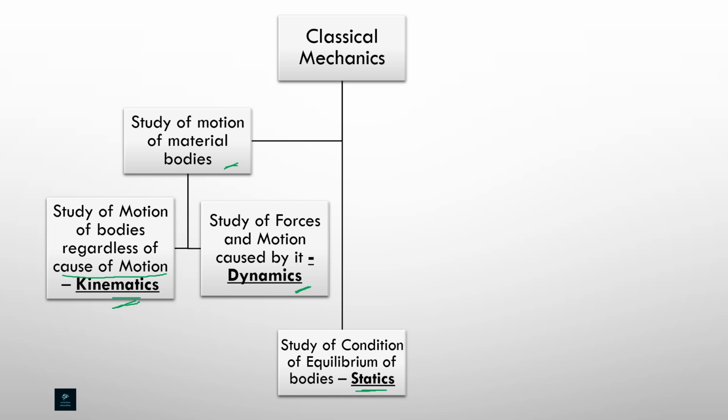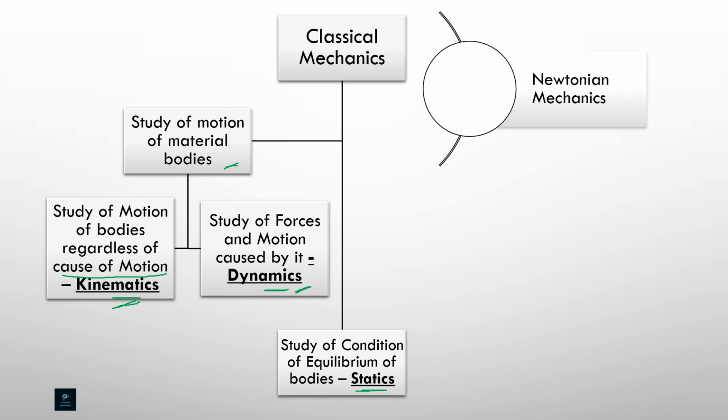Kinematics parts we have already seen in the chapters on motion in a line and motion in a plane. In this chapter, we will be dealing with dynamics. Procedure-wise, the problems in classical mechanics can be solved by Newtonian mechanics. There are other methods also to solve problems in classical mechanics, but that is beyond the scope of this chapter.